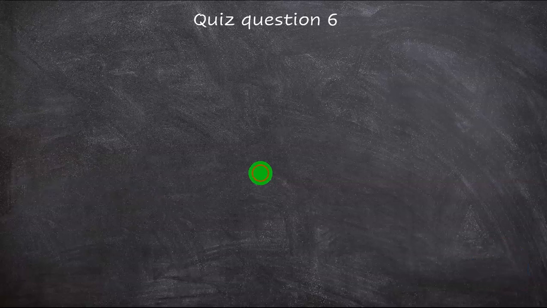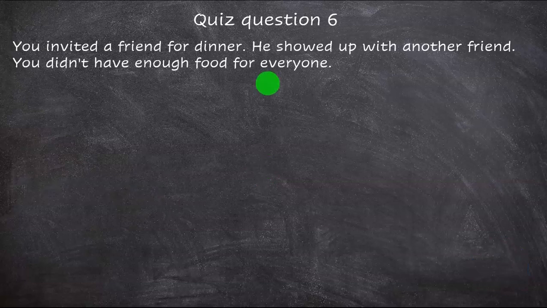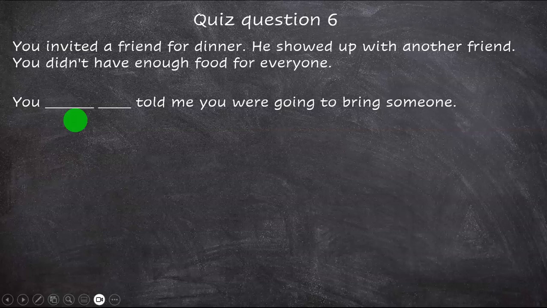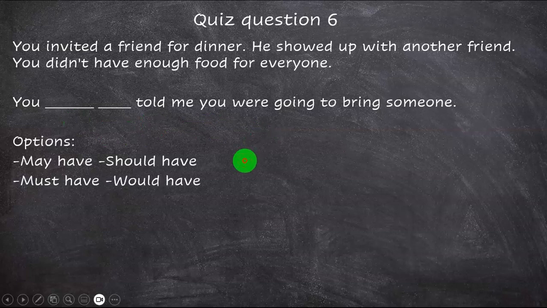Quiz question number 6. You invited a friend for dinner. He showed up with another friend. Okay, so he brought another friend along. You didn't have enough food for everyone. You told me you were going to bring someone. Choices are may have, should have, must have, would have. And your 5 seconds start now.